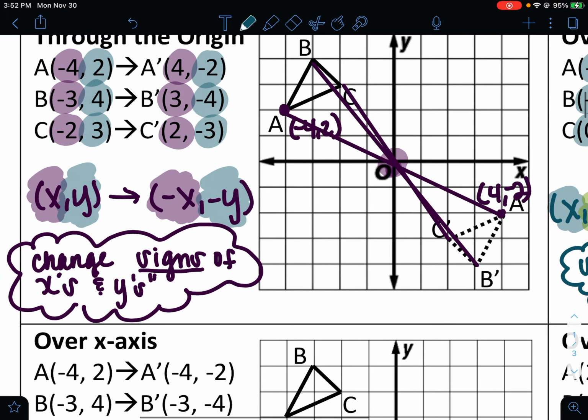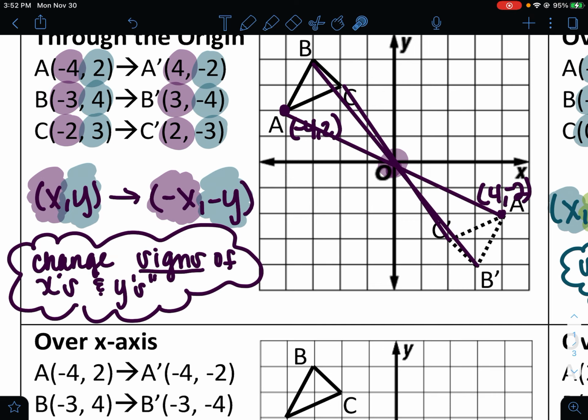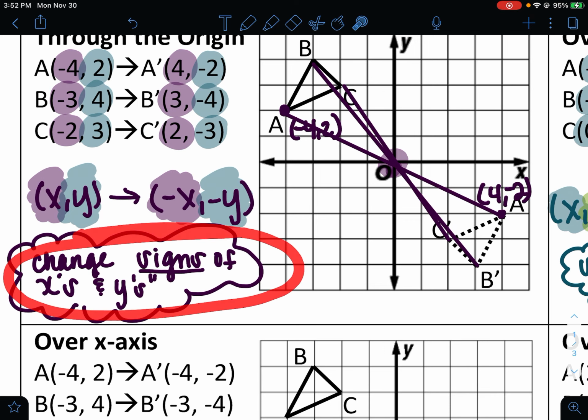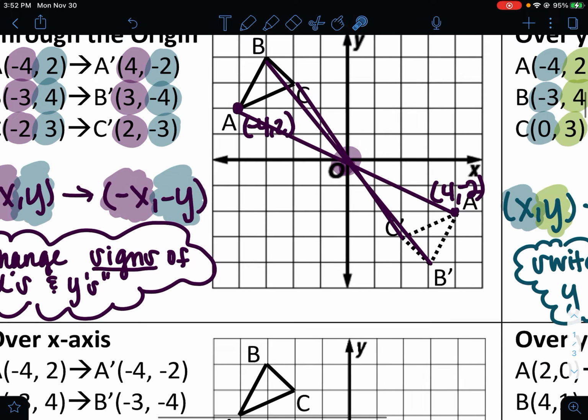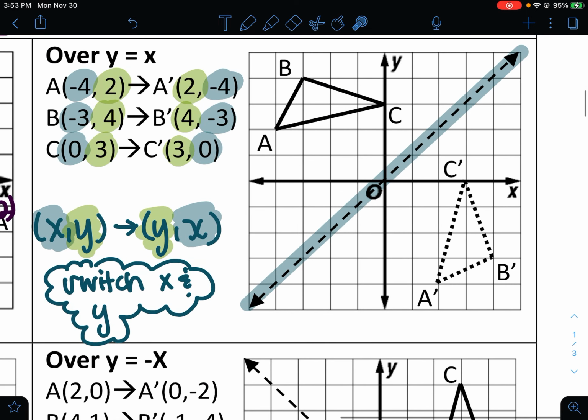Over here, it said change the signs of x and y. So they stay in the same spot, but the signs change. This time, the signs don't change at all, but they switch spots. All right, and again, let's just look at what happens when we connect the points. A to A prime makes a line that crosses this line of reflection, and it's also perpendicular. B to B prime, same thing. It crosses the line of reflection, and it's perpendicular to the line of reflection. C to C prime, same thing. Crosses, and it's perpendicular. Boom.